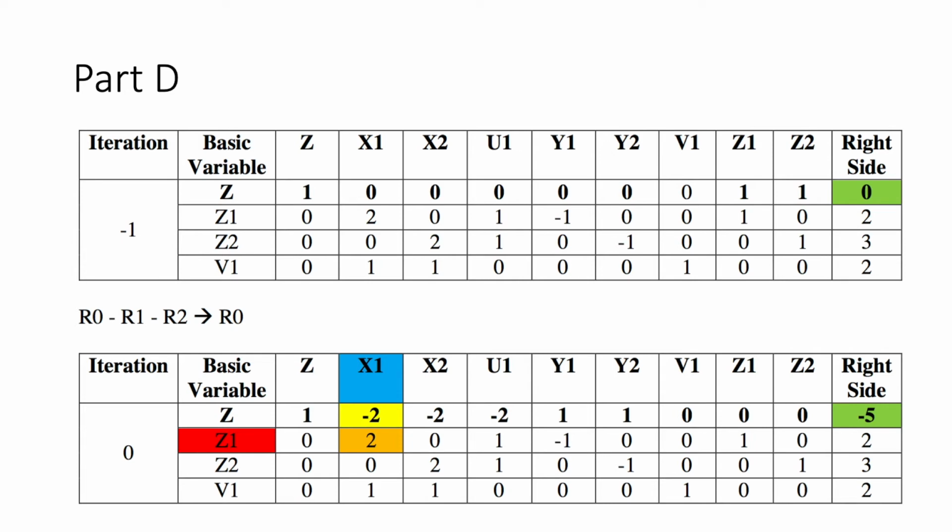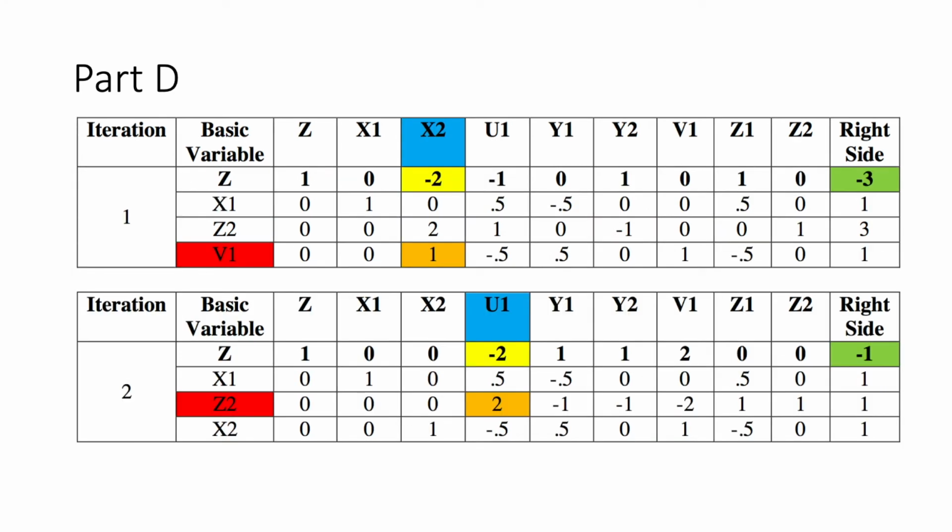In iteration 0, we see that x1, x2, and u1 all have negative 2 coefficients in the z function, and therefore it really doesn't matter which one we start with, since they all impact the z function with the same weight. So we chose to start with x1, and with the ratio test, we found that z1 was kicked out of the basis, and x1 entered it.